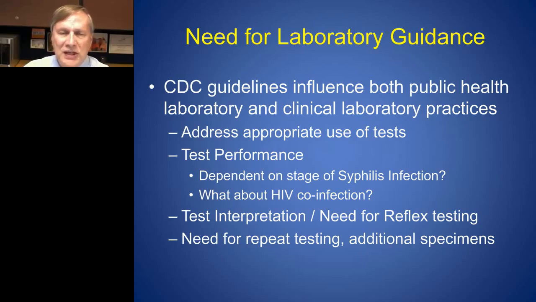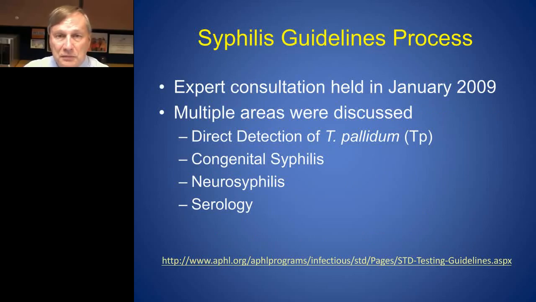And what about the HIV co-infection? These are things that guidelines could help address. Test interpretation, need for reflex testing, the need for repeat testing, additional specimens. It would be really nice to have some national guidance to provide answers to some of these questions that come up in the laboratories. Well, CDC did take an attempt at that in January 2009.